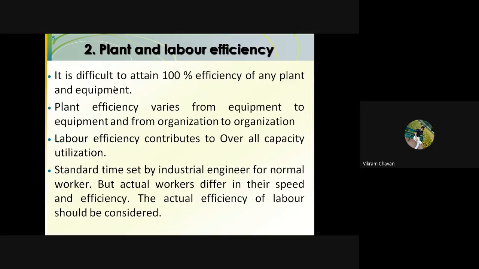But as days pass, you will get different skill types of workers. Sometimes you will get a higher skilled worker, sometimes a lower skilled worker, and the speed of working and efficiency of different persons is different. So the time required to produce the same type of component will differ from labor to labor. At the time of capacity planning, we need to consider the latest standard time, or the latest speed or efficiency of that particular worker.